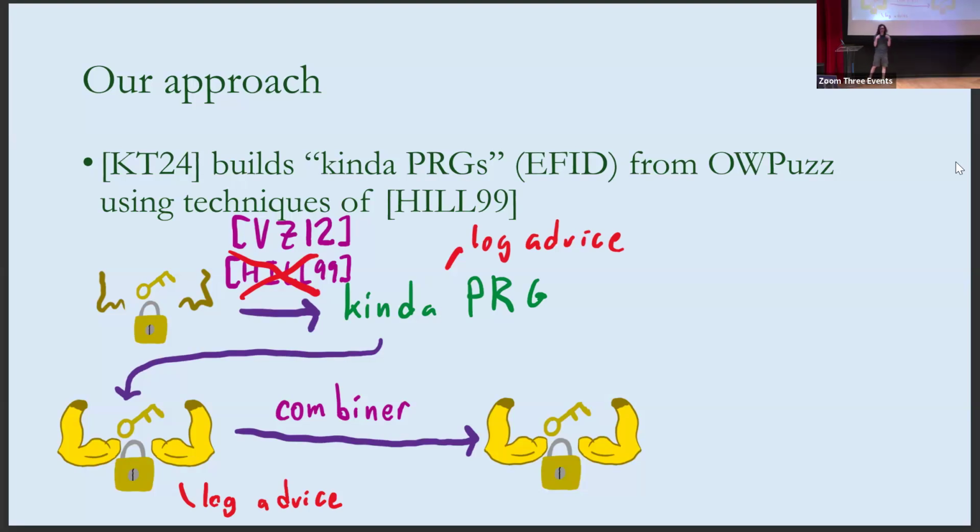Okay. And so this is great. We can build strong one-way puzzles from weak one-way puzzles. How do we build strong one-way puzzles from distributional one-way puzzles? Well, it's just exactly the same. Turns out that VZ12 also works for distributional one-way puzzles with no extra work. And so we get that strong one-way puzzles and distributional one-way puzzles are equivalent, essentially for free.